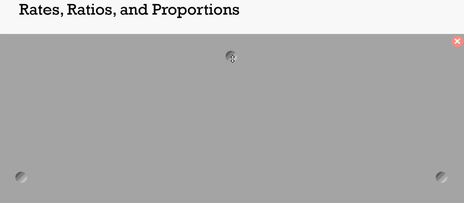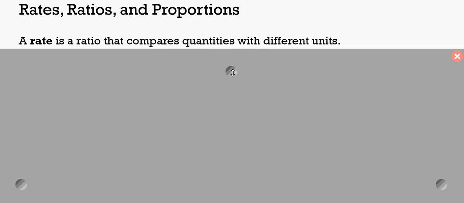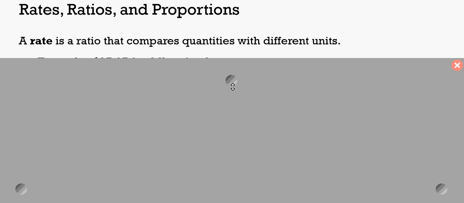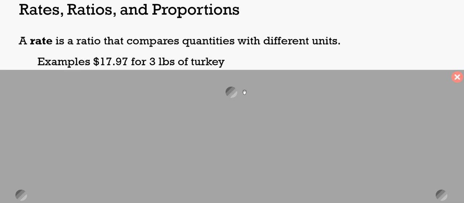A rate is a ratio that compares quantities with different units. When we're talking about going to the supermarket and buying 3 pounds of turkey and it cost us $17.97, right? That is a rate, because this is money and this is weight. So we've got 2 different units.